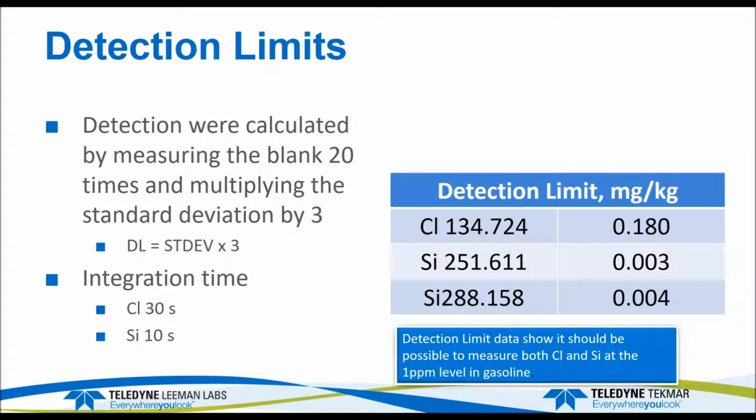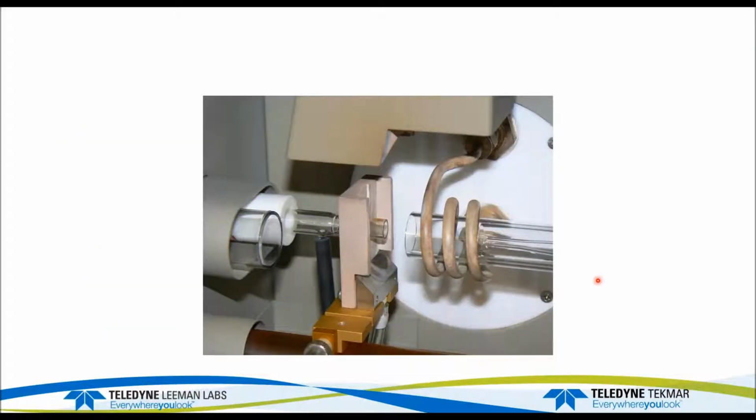First we wanted to get an idea what the detection limit was. So we calibrated, ran the blank back, 3 times standard deviation, 30 seconds for the chlorine, 10 for the silicon. We're getting just under a 0.2 ppb detection limit for chlorine, and 3 to 4 ppb detection limit for the silicon. So we're good. We should be able to make some measurements at 1 ppm with this. I'd like the detection limit to be a little bit better, but for now it was okay.